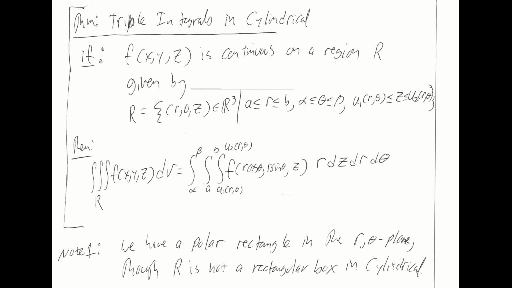So that's the idea, and here x has been rewritten as r cosine theta, y has been rewritten as r sine theta, z is still z, it maintains its identity as you move from Cartesian to cylindrical, and our dV expression is going to be r dz dr d theta here.